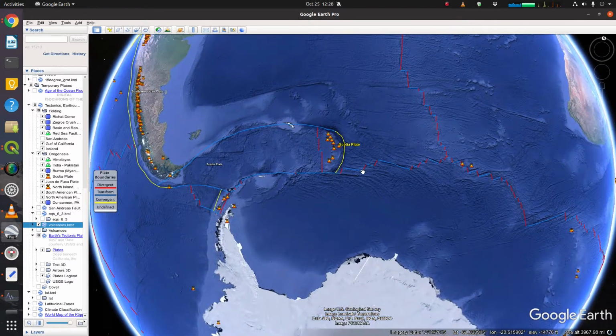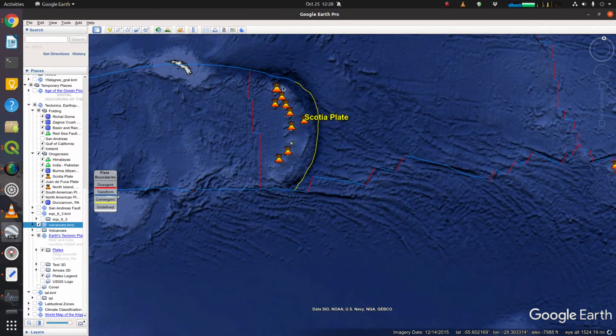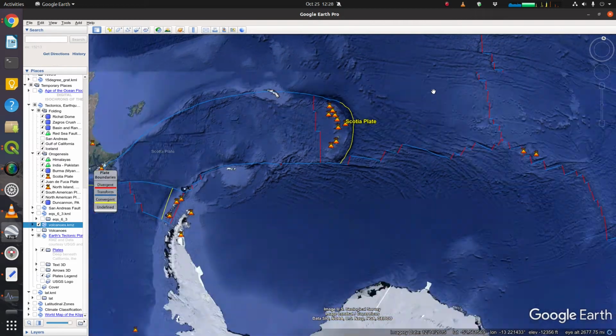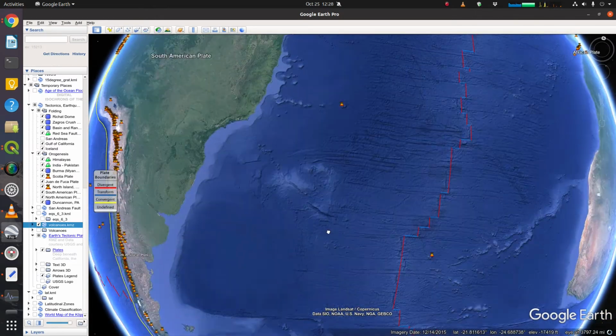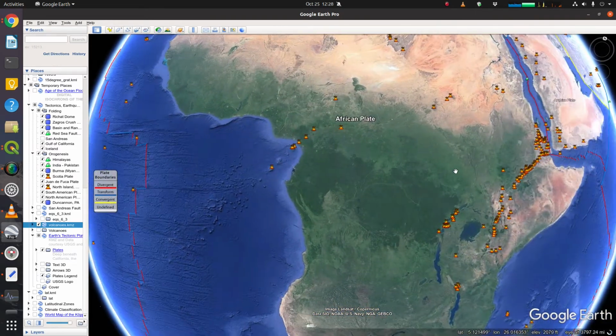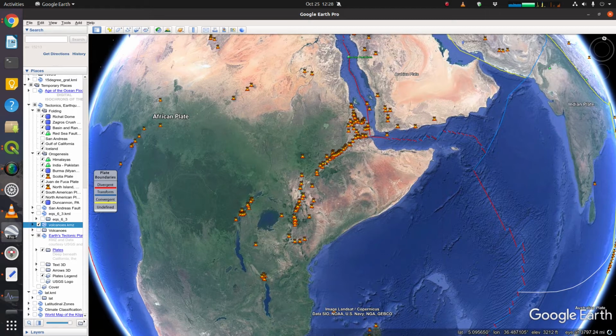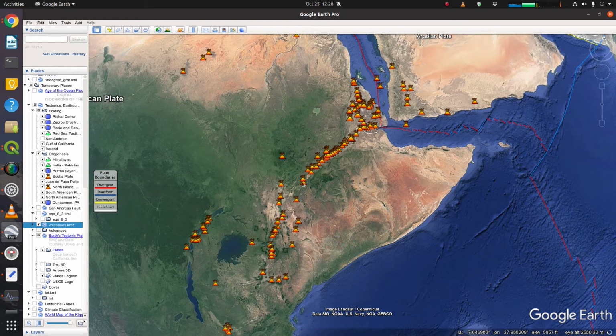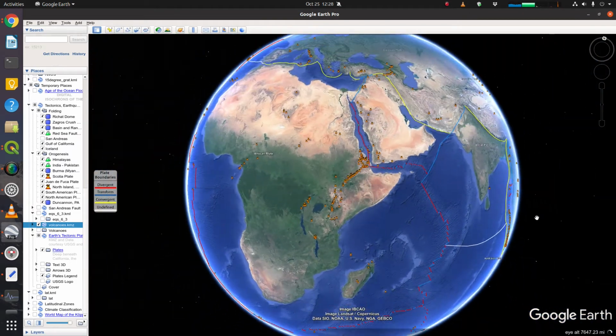Oh, I love the Scotia plate. It's so cute. It's just this little tiny plate with this little chain of volcanoes. If we look at Africa, this is the Rift Valley. So Africa is getting stretched apart. This part of the African plate is moving that way. This part is moving that way. And so you've got this chain of volcanoes down the Rift Valley of Africa.